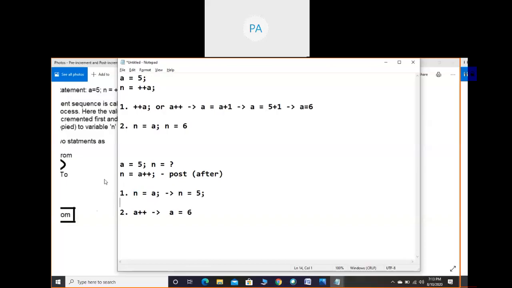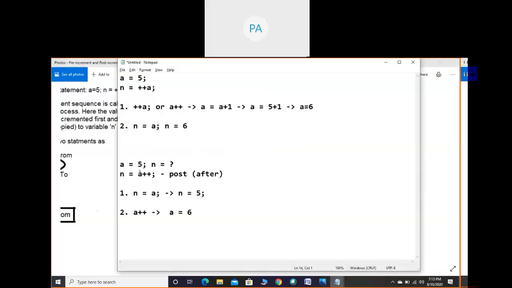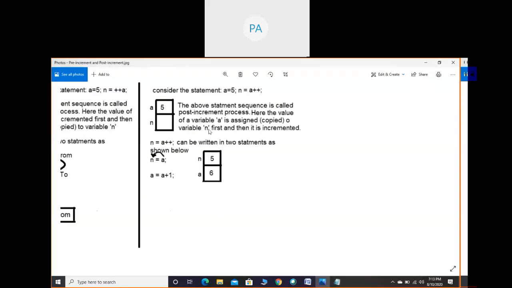If you look at this diagram, the above statement sequence is called the post increment process. Here, the value of the variable is copied first. See, in the notepad I have shown you. First, you copy the a variable, whatever the value is there, you copy to n before incrementing. Then it is incremented. So first it will copy the value, then it is incremented. So if it increments afterwards, then the n value will be only 5. So the a value finally becomes 6.